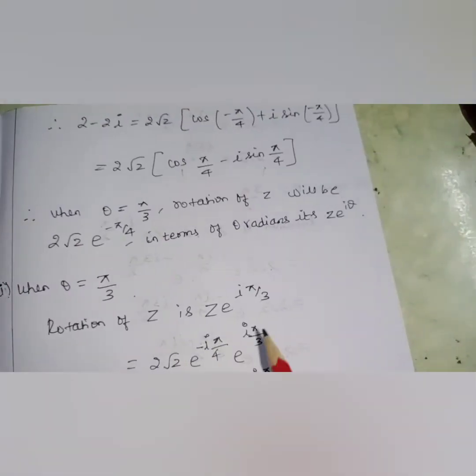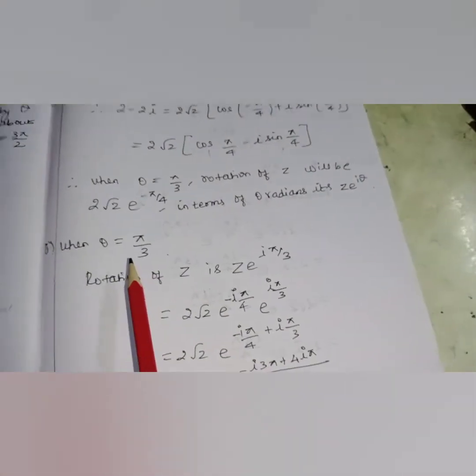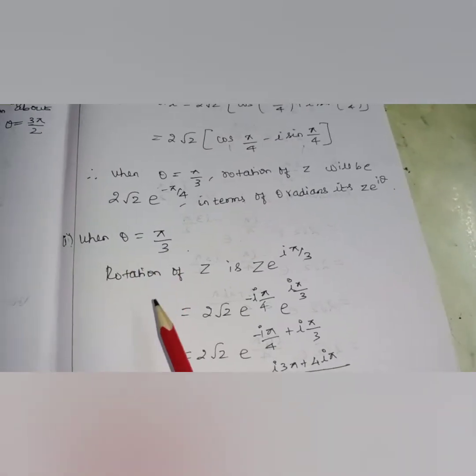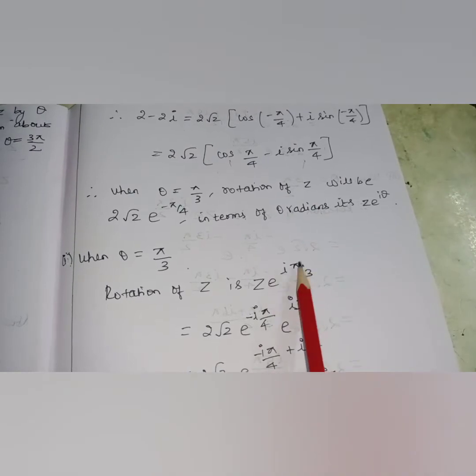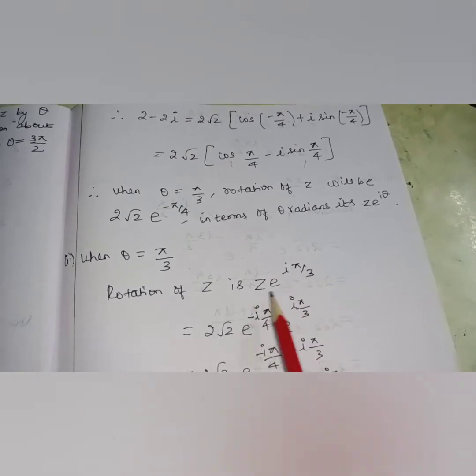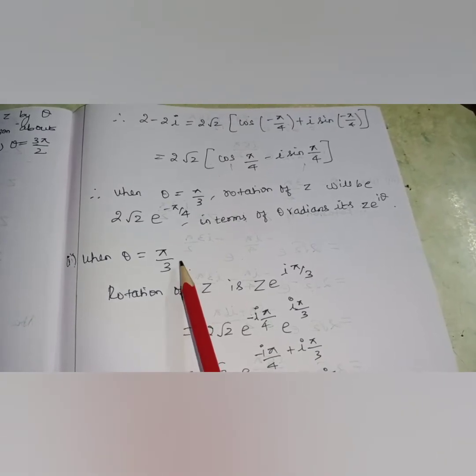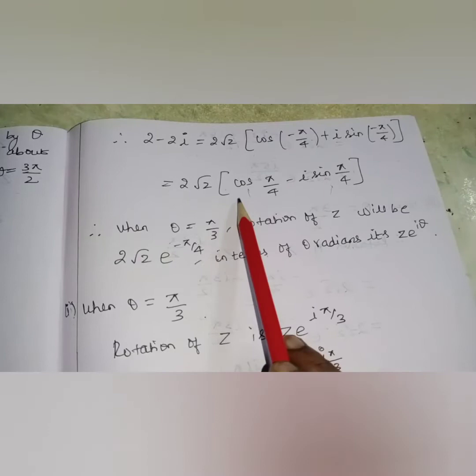But the sum doesn't end here. We have to find the rotation of z in the counterclockwise direction. So what we are going to do, we'll do it subdivision wise. Theta is equal to pi by 3. So rotation is given by z into e power i pi by 3. This is how we have to calculate. So theta takes the value, what radian is it taking? Pi by 3.